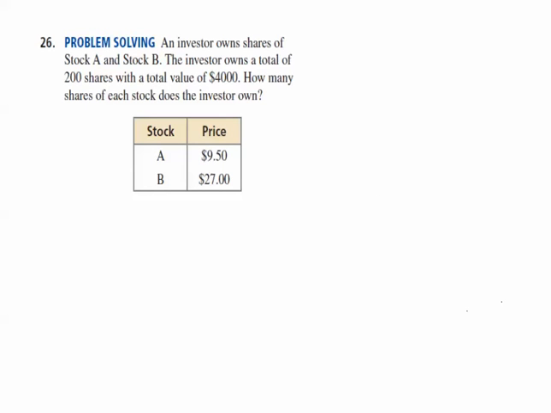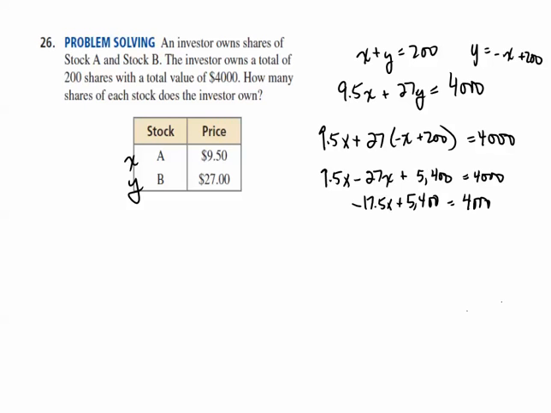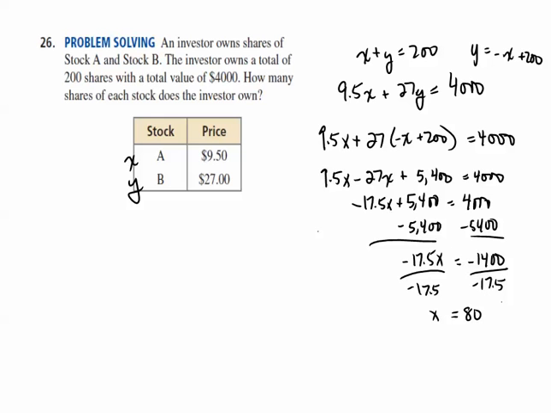Last problem in this set, an investor owns shares of stock A and B. We're going to call X the number of shares in A, Y the number of shares in B. He owns a total of 200 shares. X plus Y is 200, and if the shares of stock A are worth $9.50 and the shares of stock B 27 times Y, the total value has to be $4,000. We first solve the first equation for Y, substitute in the second, distribute, combine like terms, subtract 5,400 from both sides. We get X is 80, so Y is 120. We check.